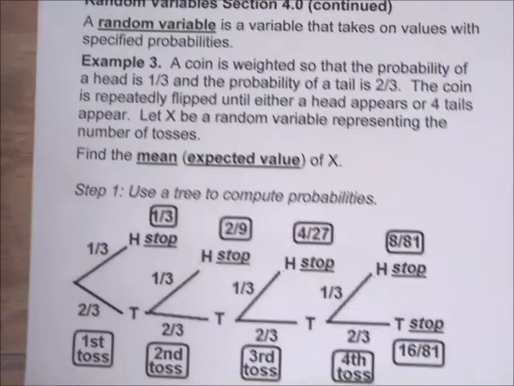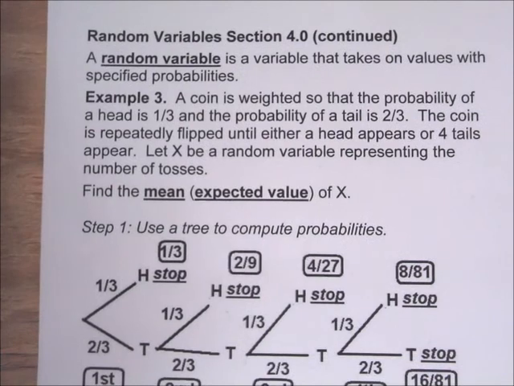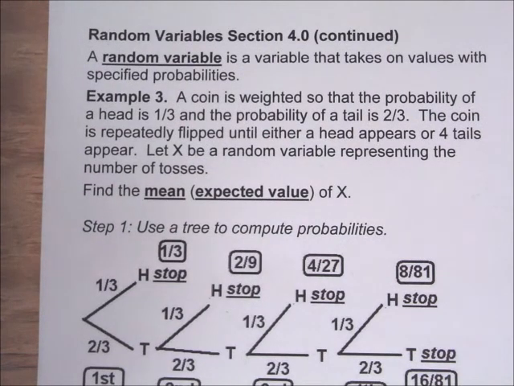With another example of a discrete random variable. Again, a random variable is a variable that takes on values with specified probabilities. In this example, a coin is weighted so that the probability of a head is 1/3 and the probability of a tail is 2/3. The coin is repeatedly flipped until either a head appears or 4 tails appear. Let x be a random variable representing the number of tosses. And we want to find the mean or expected value.